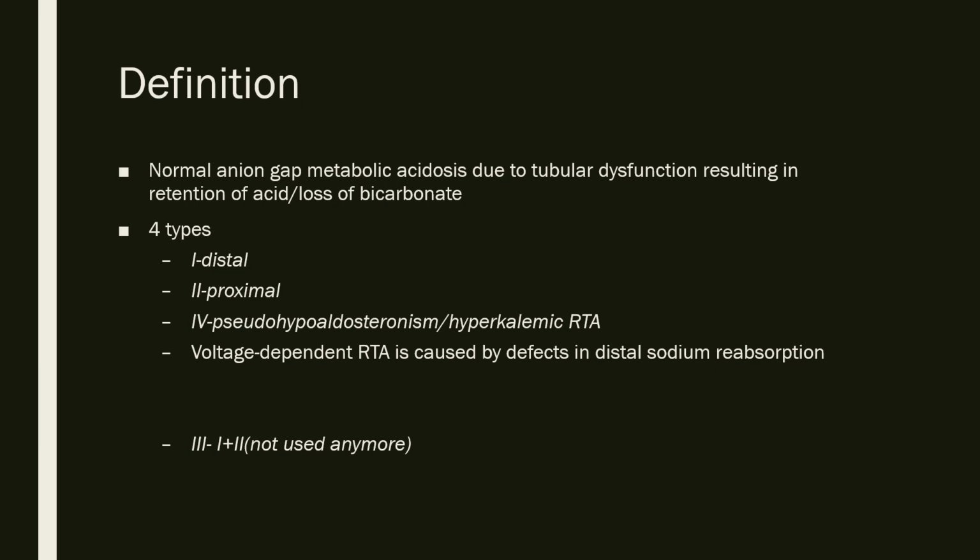The third type is pseudohypoaldosteronism or aldosterone deficiency, that is resulting in a hyperkalemic type of RTA. The last variety is voltage dependent renal tubular acidosis, that is a variety of distal sodium reabsorption defect, but ultimately results in hyperkalemia. So just remember this: renal tubular acidosis, hypokalemic and hyperkalemic variety. Hypo is our classical distal and proximal RTA, which is what I will be discussing in the current lecture.